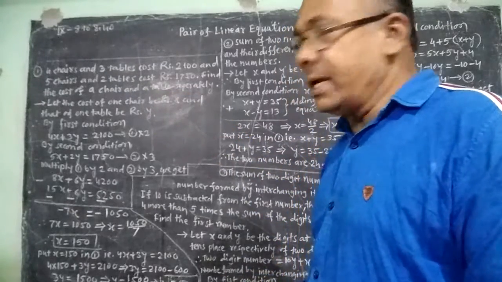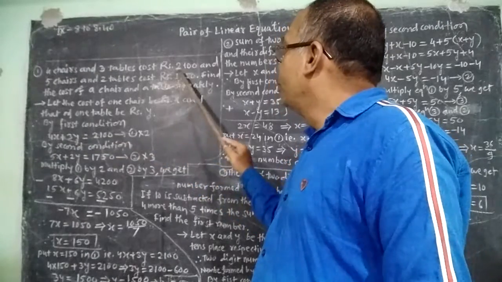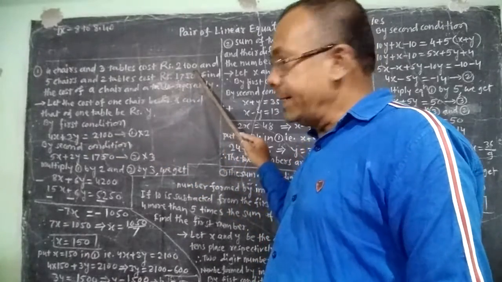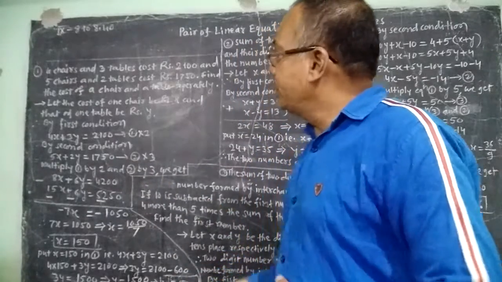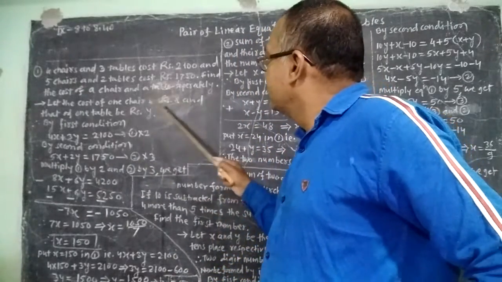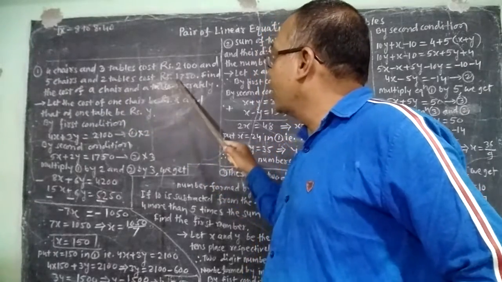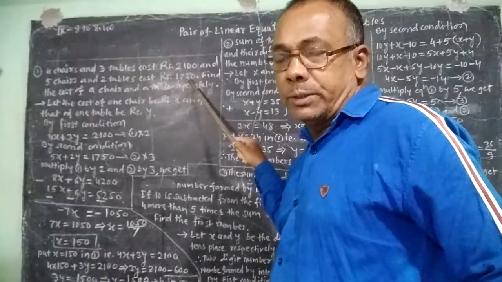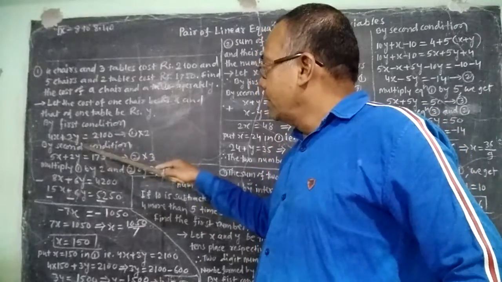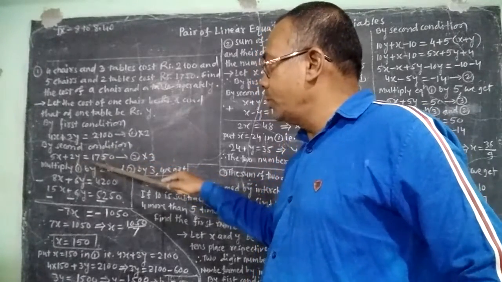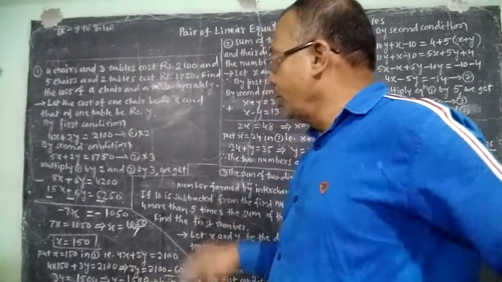In this way, we can write the equation 4x plus 3y is equal to 2100. Now, by the second condition, the total cost of five chairs and two tables is 1750 rupees, and therefore we can write 5x plus 2y is equal to 1750 rupees, and that is equation number 2.